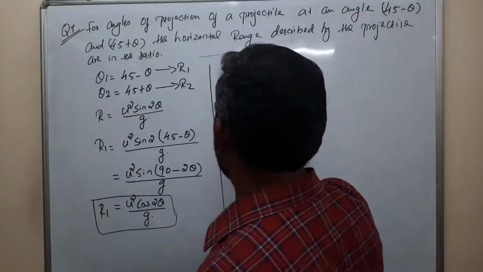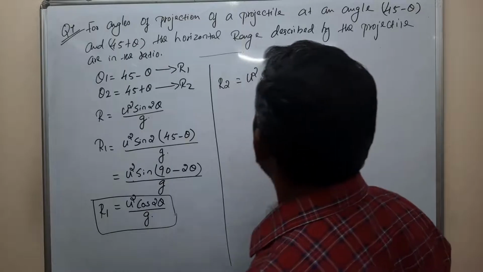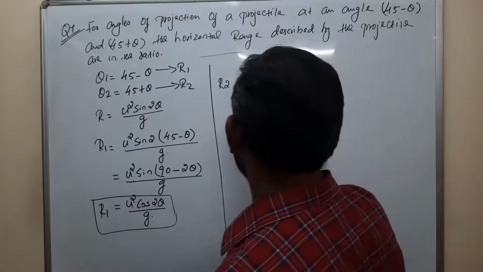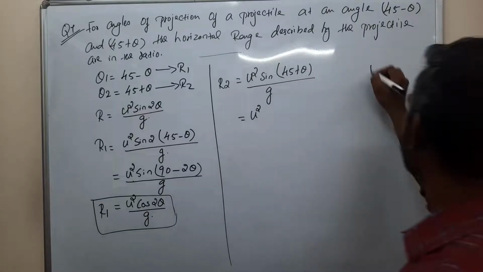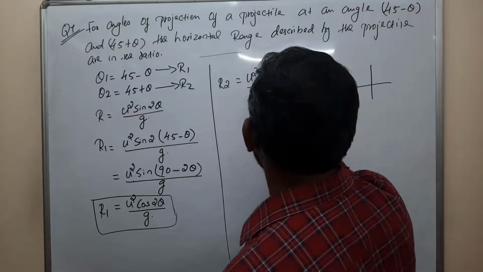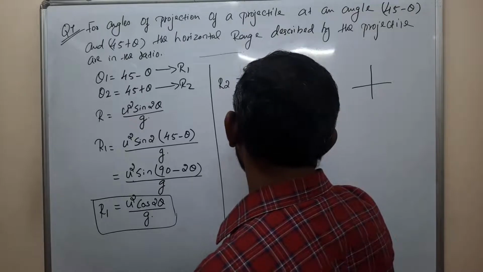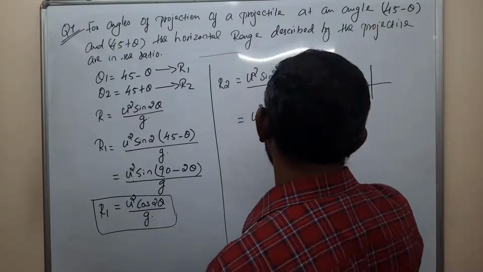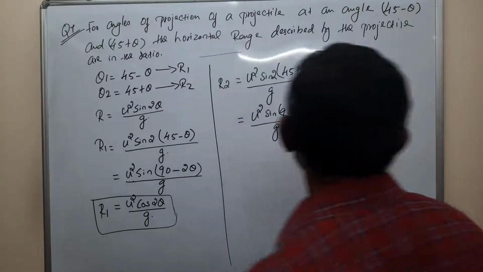R2 is equal to u square sin (45 plus theta) divided by g. So that's equal to u square sin 2 into (45 plus theta) divided by g, that is equal to u square sin (45 into 2, that is 90 plus 2 theta) divided by g. Okay. So sin (90 plus 2 theta).